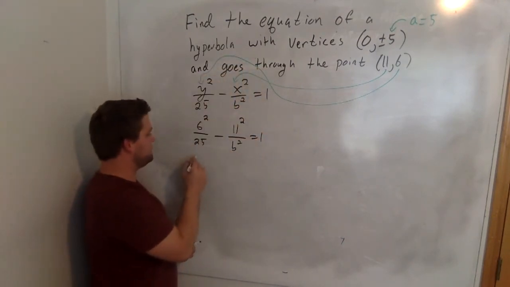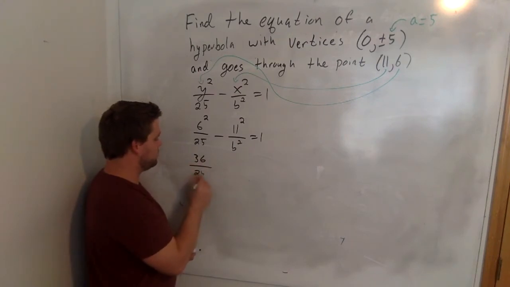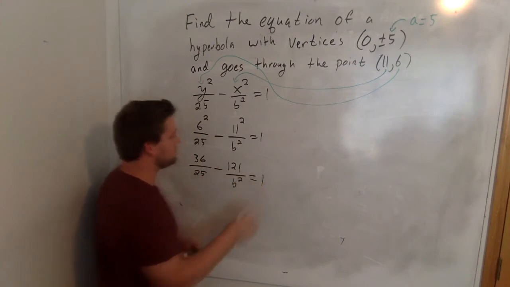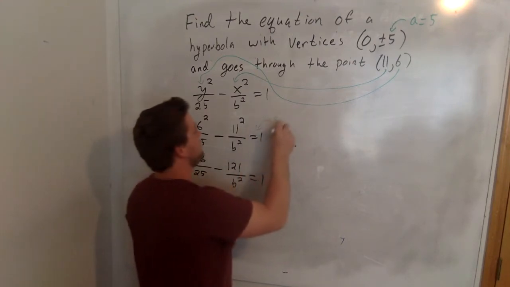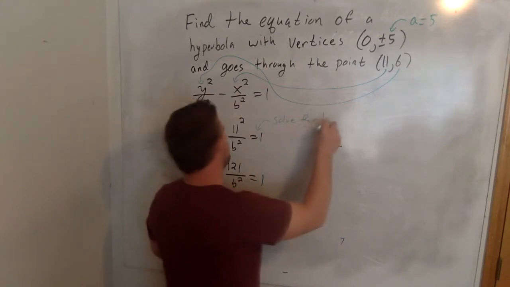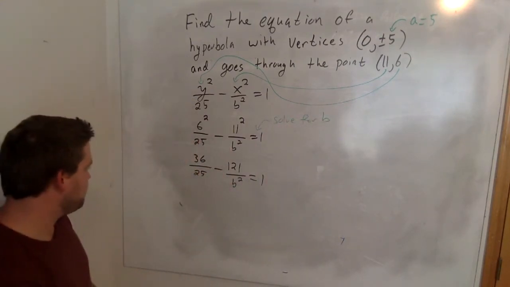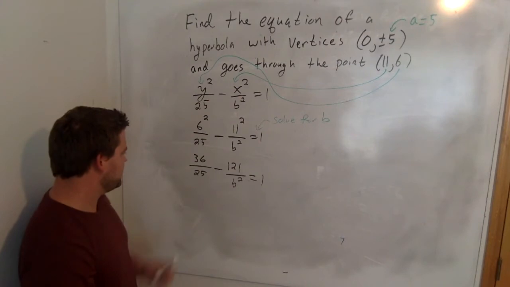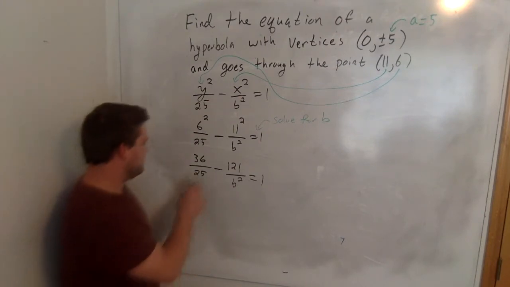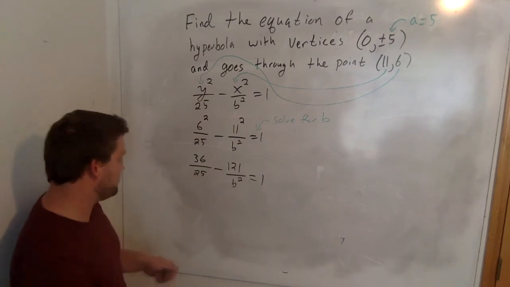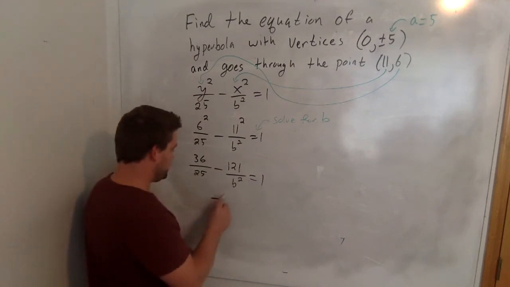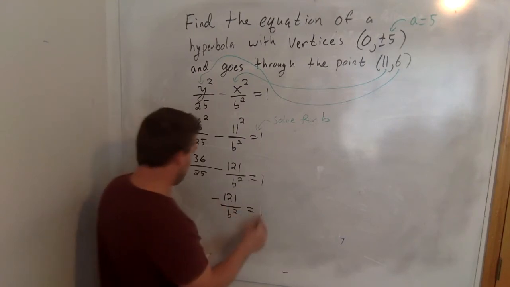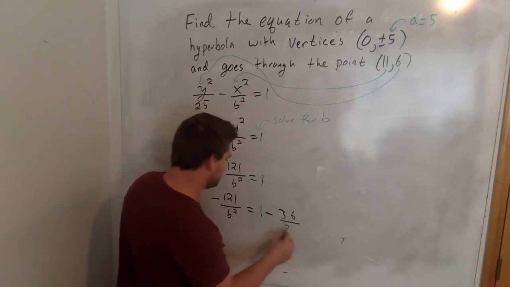So it looks like we're going to get 36 over 25 minus 11 squared, which is 121, over b squared will be equal to 1. So our job here is to solve for b. Okay, so how are we going to do that? Well, there's a couple ways we could do this. If we wanted to, we could clear the fractions. But what I'm going to do instead is subtract 36 25ths from both sides. So we'll get negative 121 over b squared will be equal to 1 minus 36 over 25.